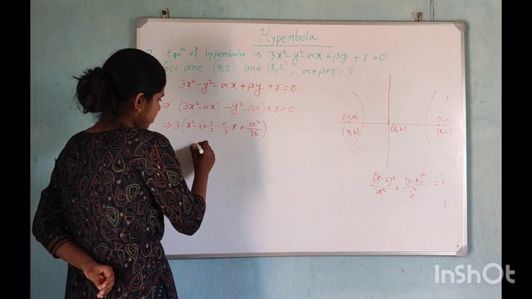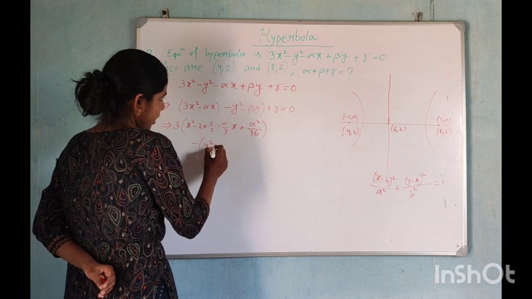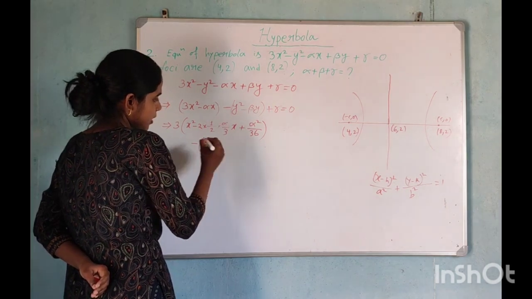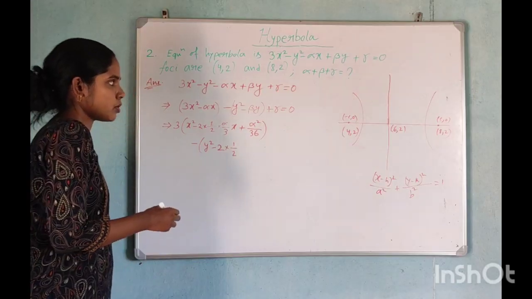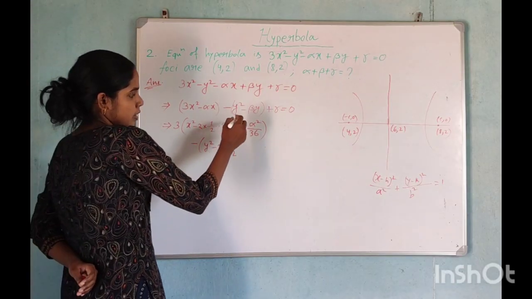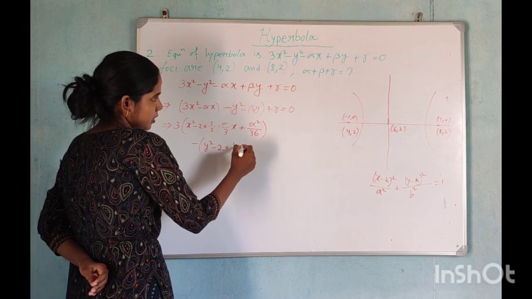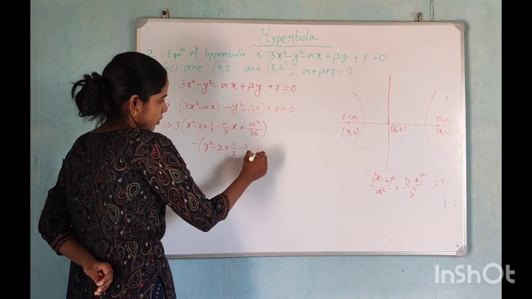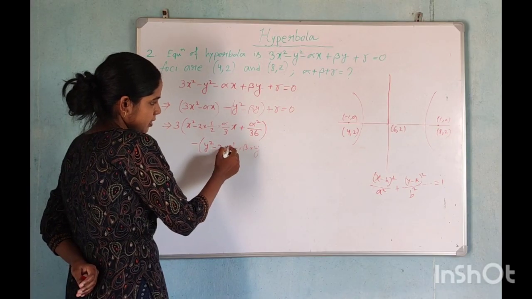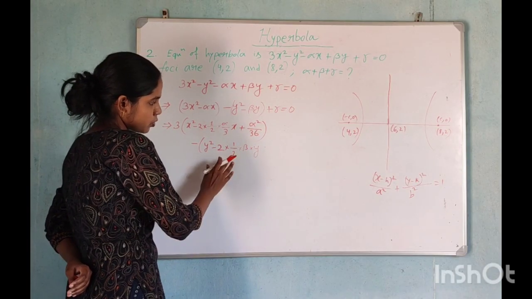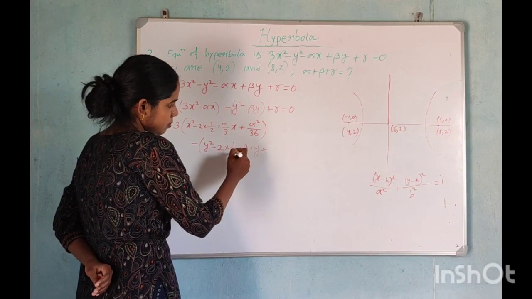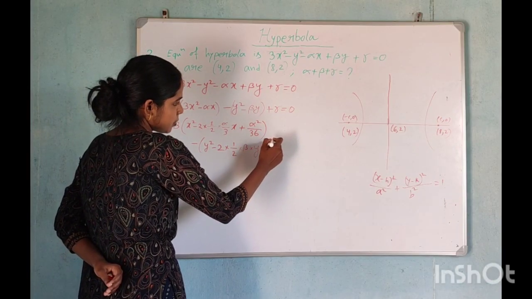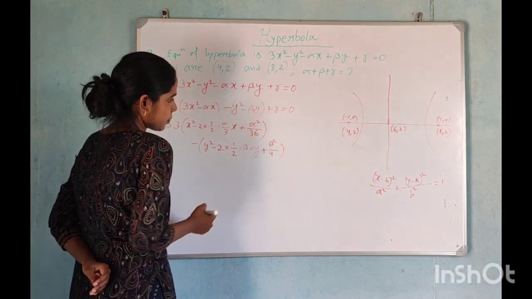write the second term, minus y square. Here there is no 2, so I can take 1 by 2 also into beta into y. Okay, so basically this is beta by 2. So if we want to make it a square, we have to add beta square by 4.